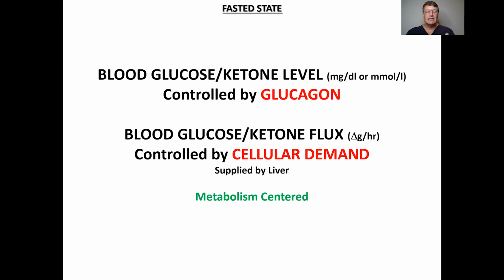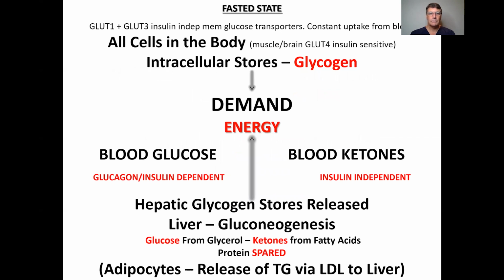And in a fasted state, that blood sugar and that ketone flux is supplied by the liver under the influence of glucagon when the human body is metabolism centered, breaking down other products to provide glucose and ketones to the cells under cellular demand. So the demand goes from the cells back to the bloodstream and therefore back to the liver.